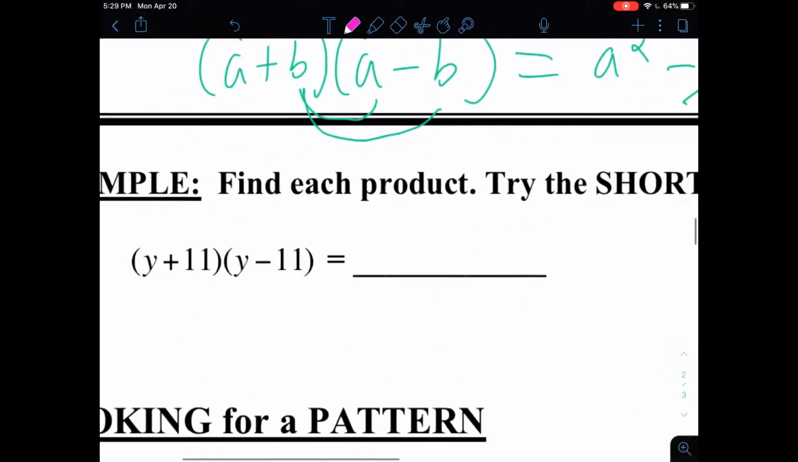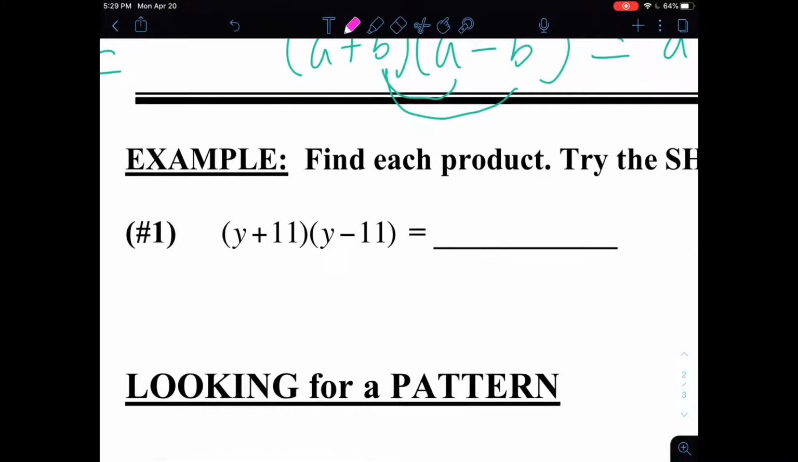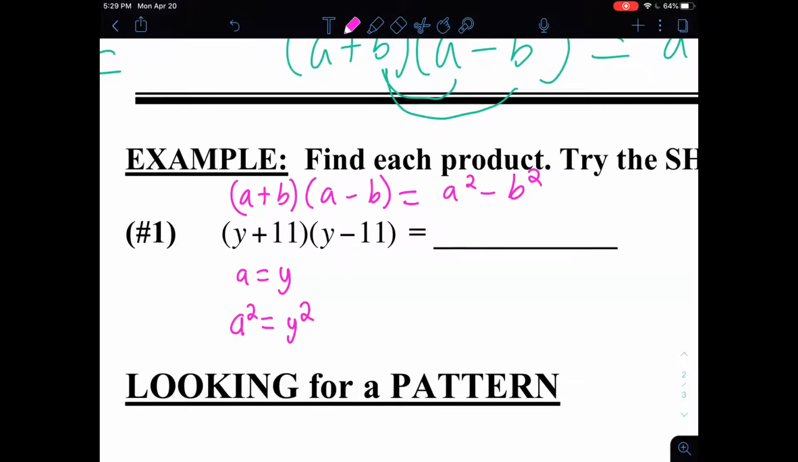All right, so we have y plus 11 times y minus 11, so we got a plus b times a minus b, and we know it's going to equal a squared minus b squared. So what is our a in this problem? It is y, which means a squared is going to equal what? If a equals y, then a squared is going to equal y squared.